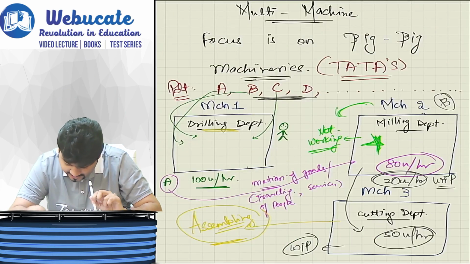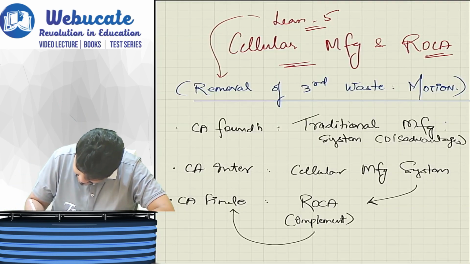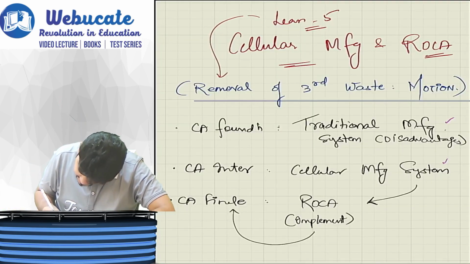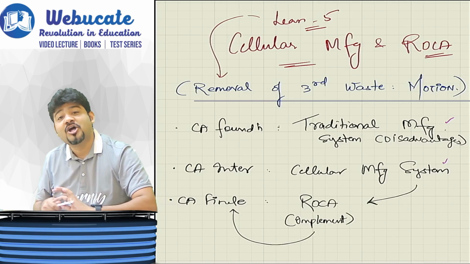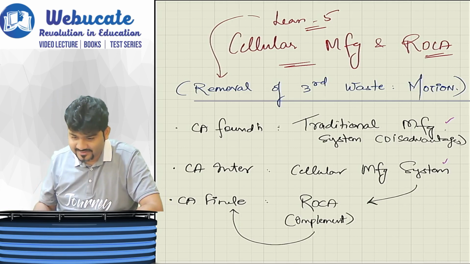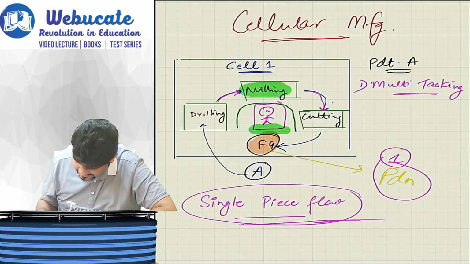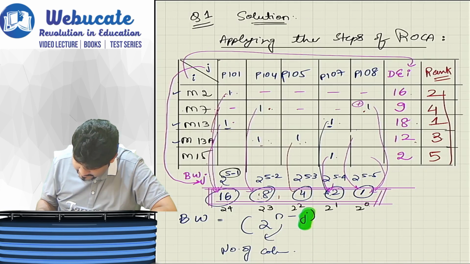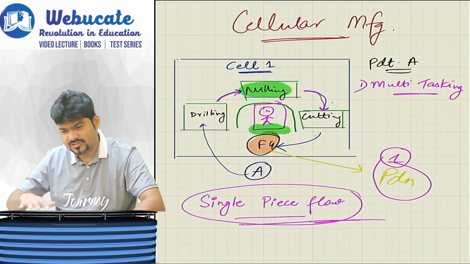So see here how step by step smoothly we've been tackling this. Now implement cellular manufacturing. In order to implement cellular manufacturing, we will use the system of ROCA. Please go through this for 2 minutes and we'll start.